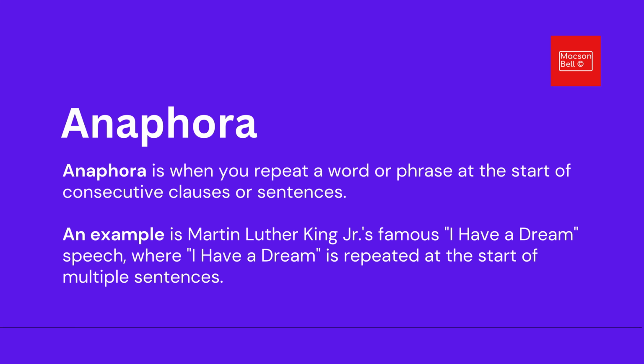Anaphora. Anaphora is when you repeat a word or phrase at the start of consecutive clauses or sentences. An example is Martin Luther King Jr.'s famous "I have a dream" speech, where "I have a dream" is repeated at the start of multiple sentences.